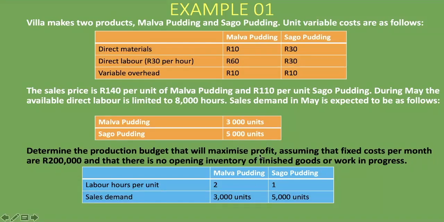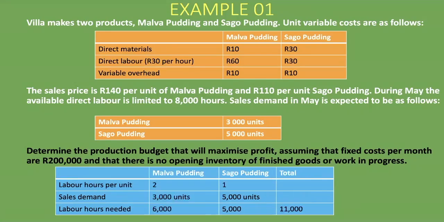Okay, now that we know that, we need to determine how many hours each product needs. The sales demand for Malva pudding is 3,000 units, so we multiply the 3,000 units by 2 labor hours per unit, and it gives us 6,000 labor hours needed for Malva pudding. We do the same for Sago pudding, and we see that the labor hours needed is 5,000. So the total labor hours that we need to produce Malva pudding and Sago pudding, according to the sales demand, will be 11,000 hours.